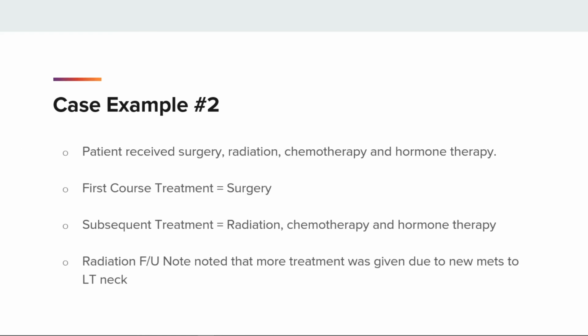So as a recap, the patient received surgery, radiation, chemotherapy, and hormone therapy. Surgery was the patient's first course of treatment, with radiation, chemotherapy, and hormone therapy as the second course. Based on the radiation follow-up note, radiation, chemo, and hormone were given due to either cancer progression or recurrence of the new met to the left neck.